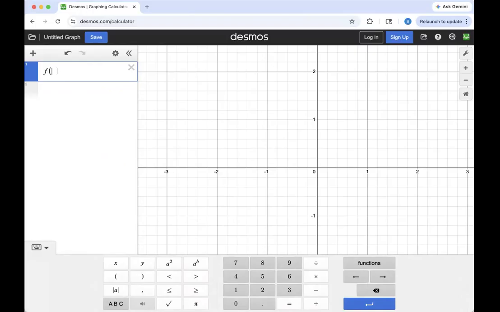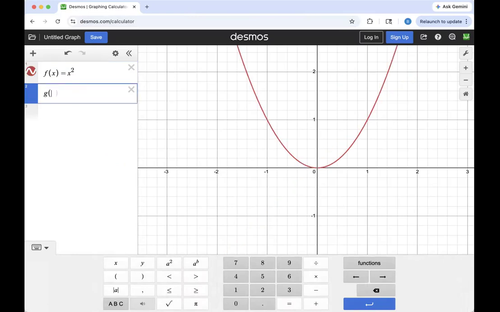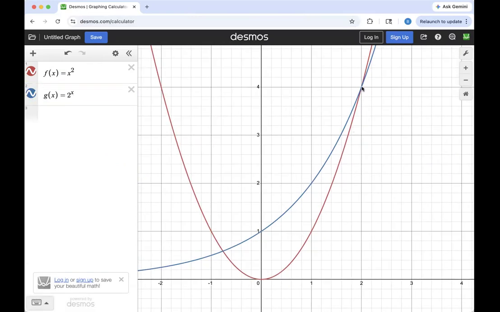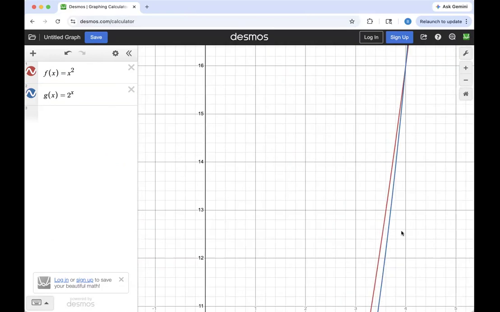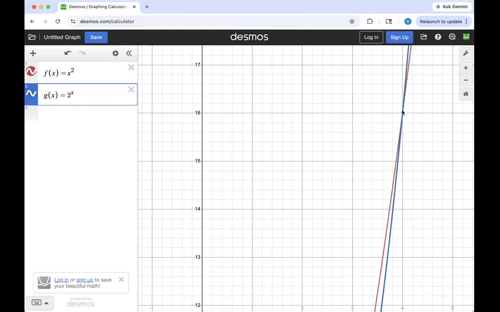Let me show you. F of x is equal to x squared, right? The second one, g of x, is equal to 2 raised to x. And you see 1 point here. If you look at it, another point, but there's a sneaky tiny point all the way here. This is the third point. These are 3 solutions. Algebra will make this horrible.